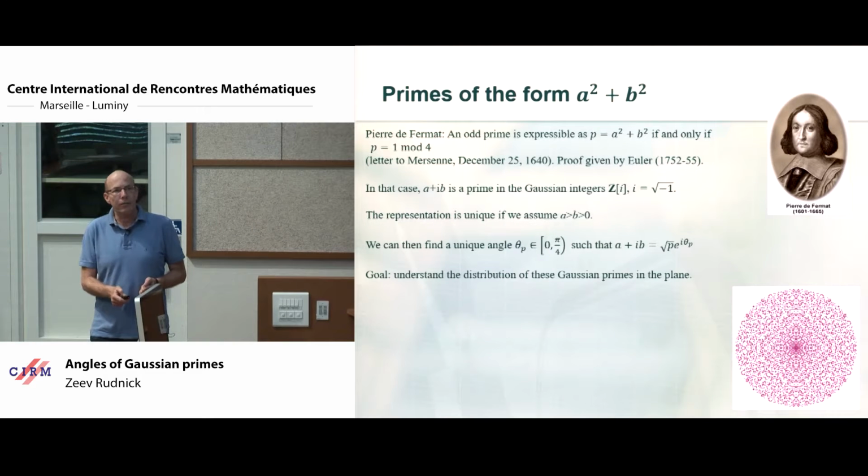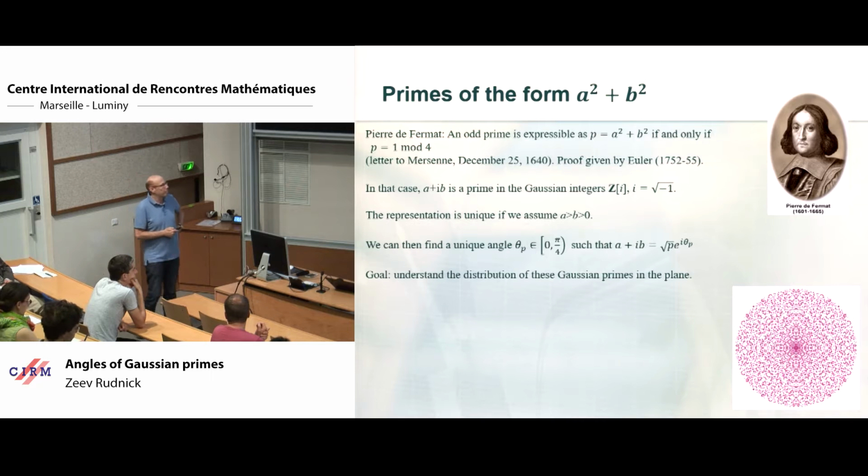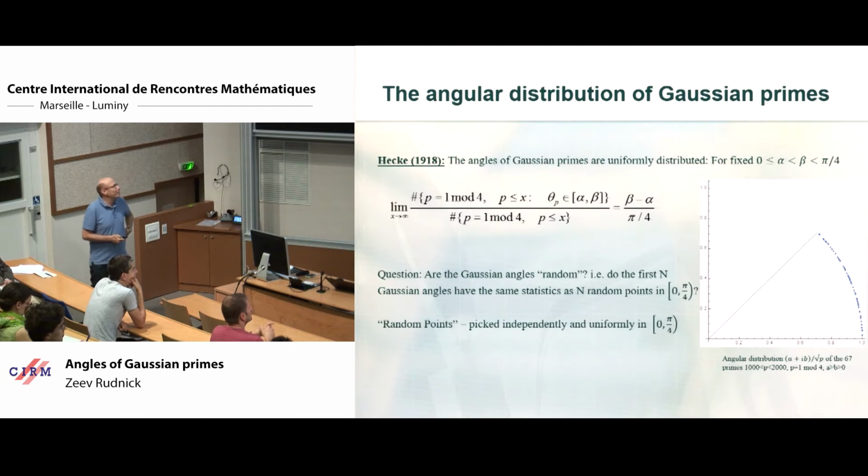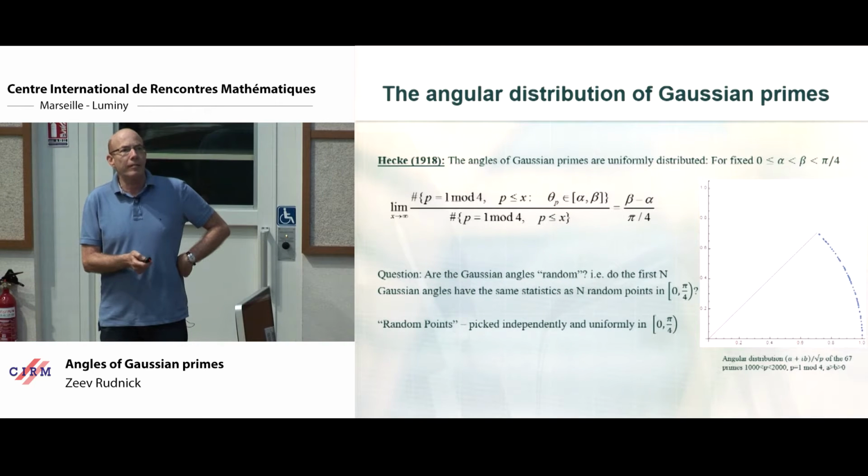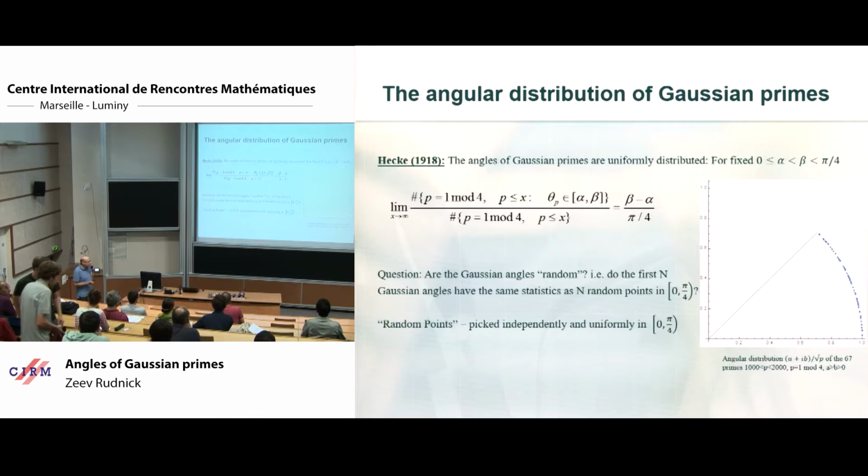So here is a picture of several hundred such Gaussian primes, where for each such prime I took all 8 representations. So you can try to look for yourself and decide whether or not it's random. Okay. Now I only want to look at the angles, so here is a depiction of angles of 67 consecutive Gaussian primes, and you get the sequence of points between 0 and pi over 4, and I want to understand, is this random or not?